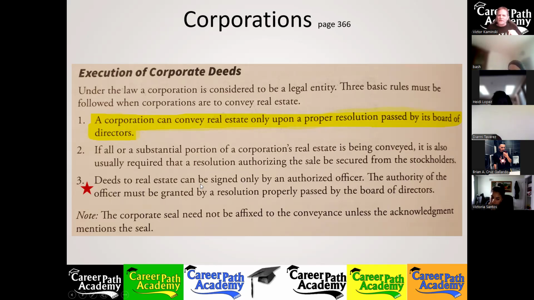So deeds to real estate can be signed only by an authorized officer, along with those listing agreements and sales contracts as well. The authority of the officer must be granted by a resolution properly passed by its board of directors. And then they got a little note here: the corporate seal need not be affixed to the conveyance unless there's an acknowledgement that mentions the seal has to be present.